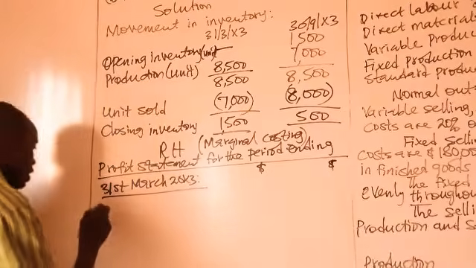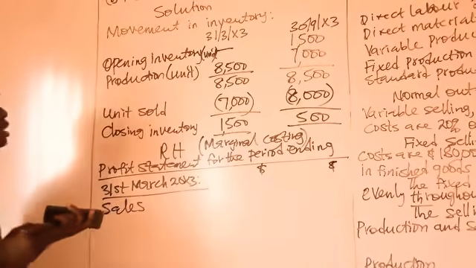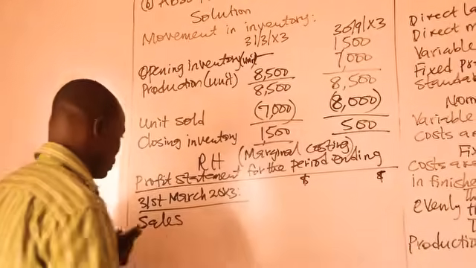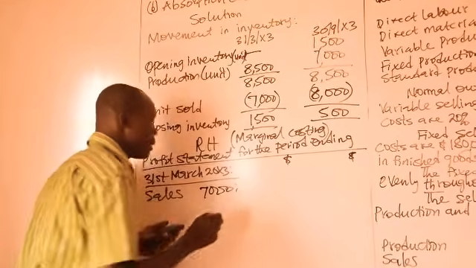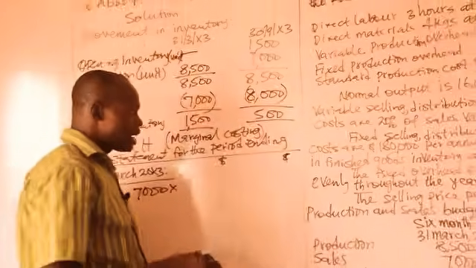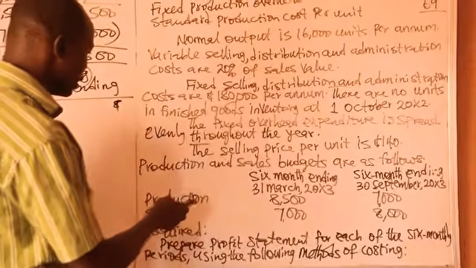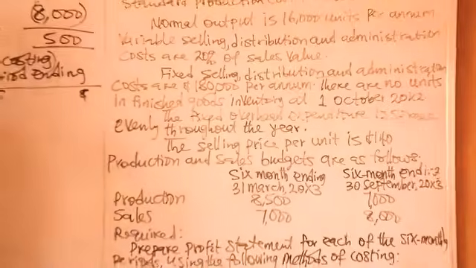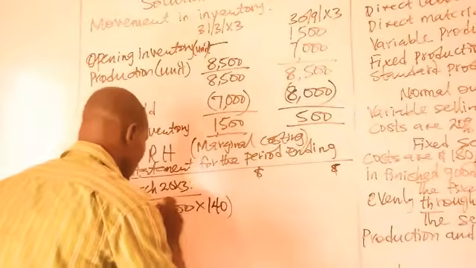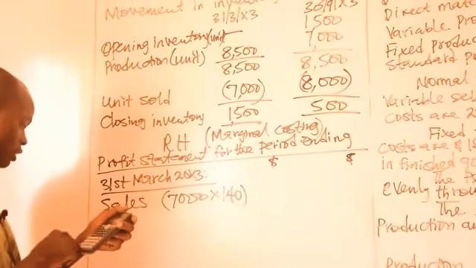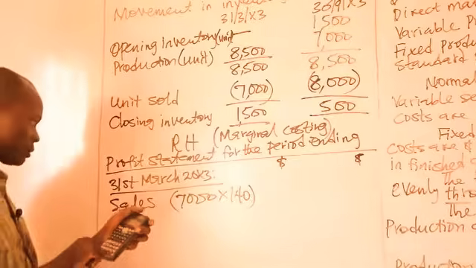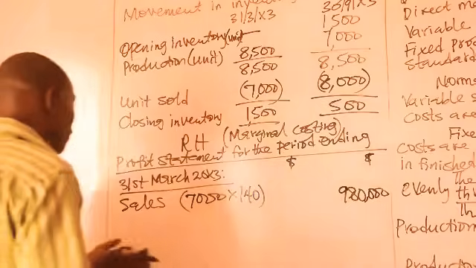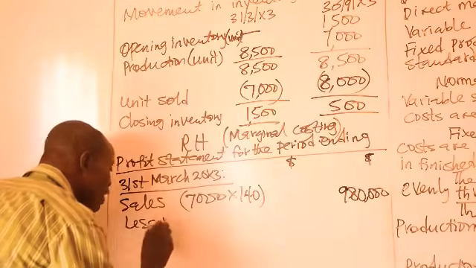The first thing should be sales or revenue. The number of units sold in the first period is 7,000 units, multiplied by the selling price. For each of the periods, the selling price per unit is $140. So 7,000 times 140 will give us the total sales revenue of 980,000.